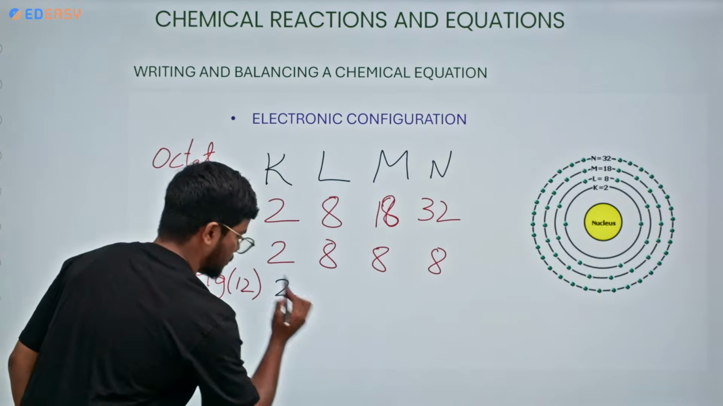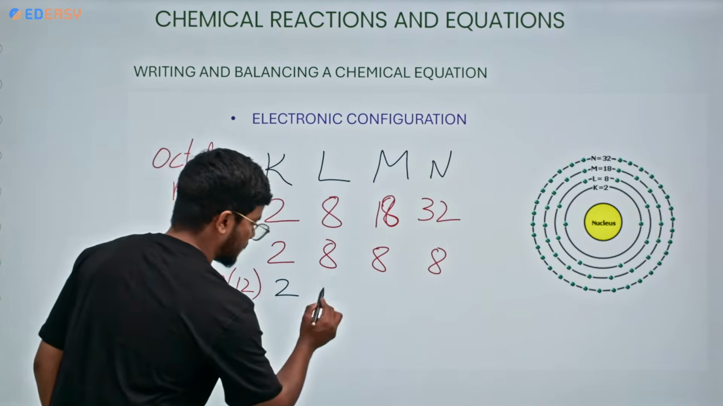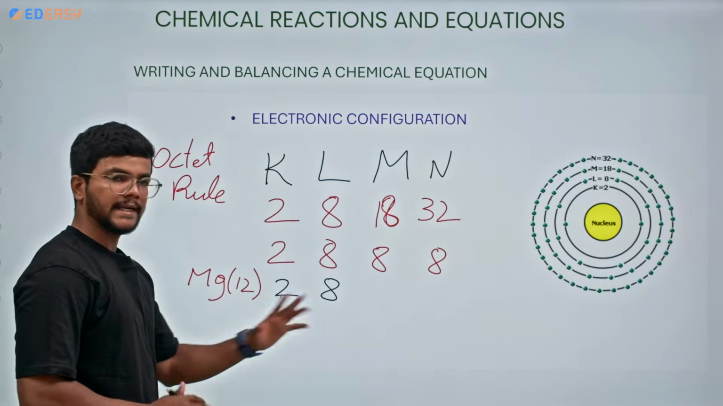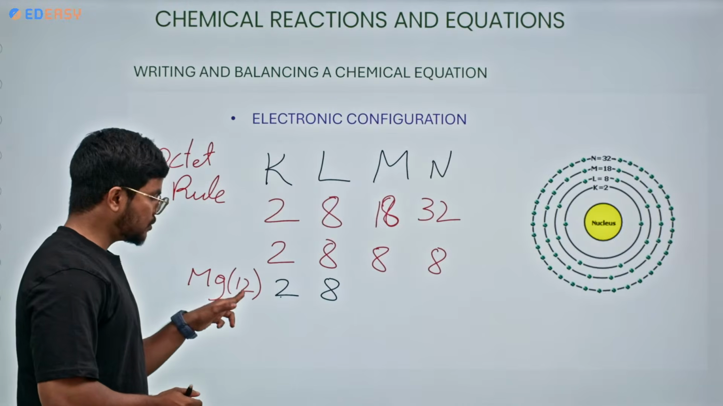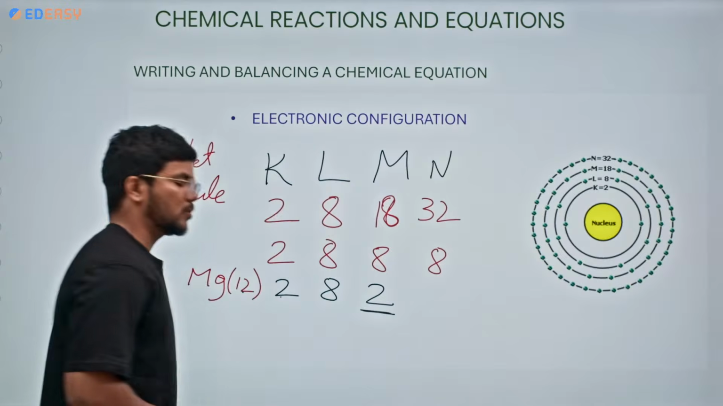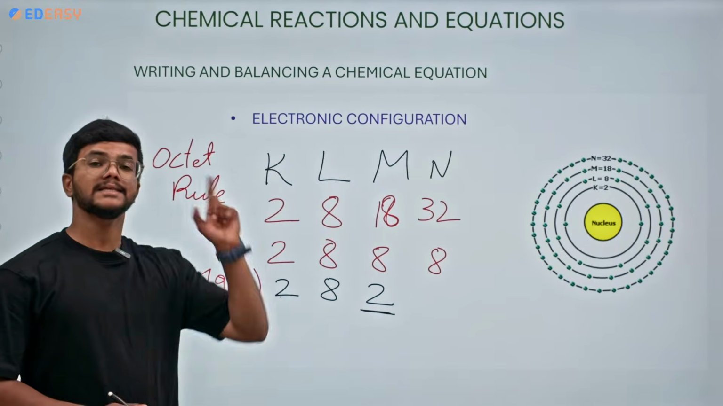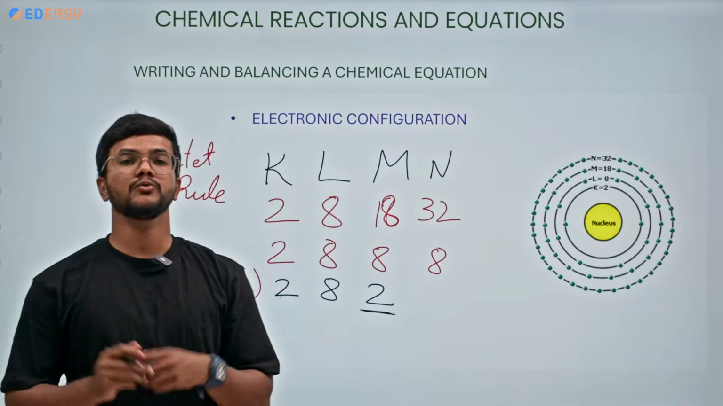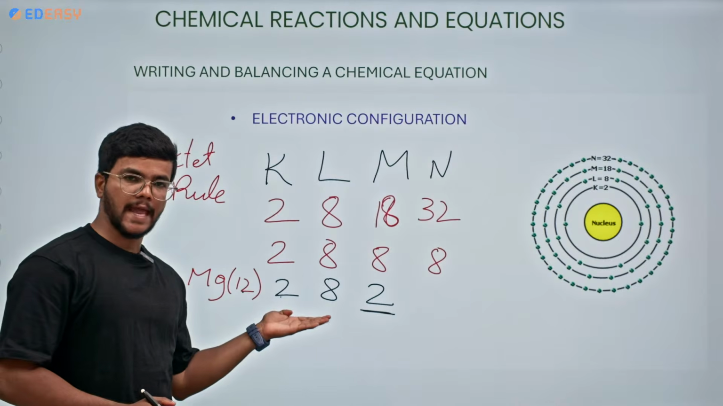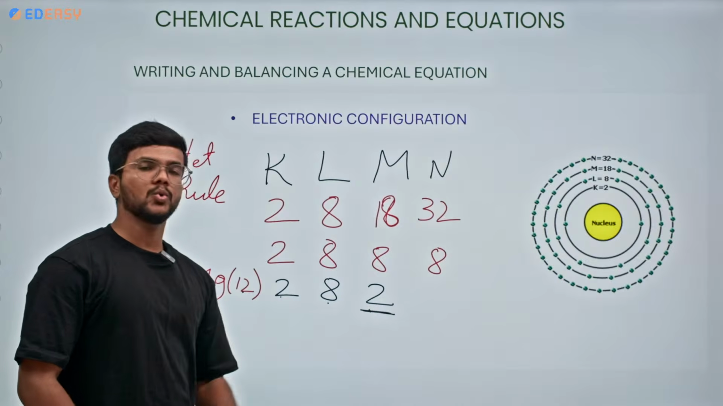First fill 2 electrons completely in the K shell, and after that 8 electrons. Now 2 plus 8, 10 electrons completely filled. The remaining 2 can be filled in the M shell. Here are the 2 electrons in the outermost shell. And there is another rule to make the bonds: the outermost shell of an atom should have 8 electrons, completely filled. But here 2 electrons are there.